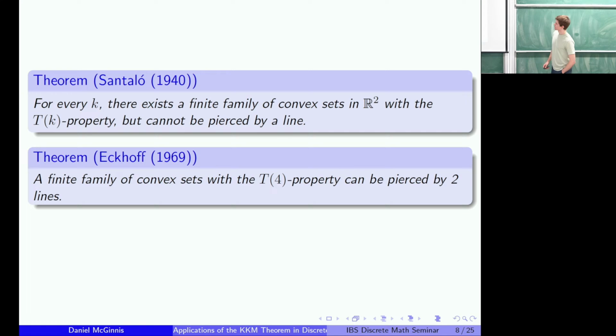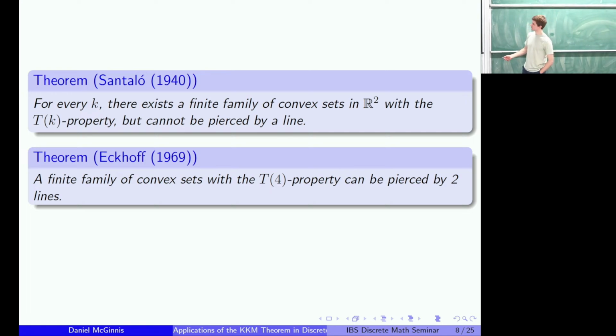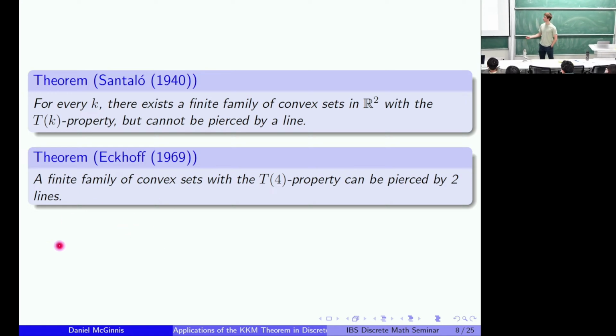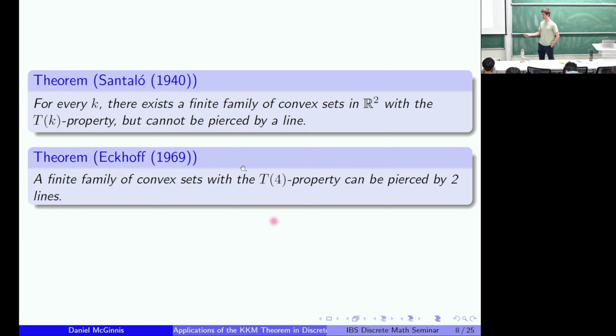For the positive results, Eckhoff in 1969 showed that a finite family of convex sets with the T4 property can be pierced by two lines. In particular, this result is best possible. This 2 can't be reduced to 1 by what Santaló showed. At the point when Eckhoff was working on this, it was unclear if the T3 property even implied that there is some constant number of lines that can pierce your family. So that was the question at the time.